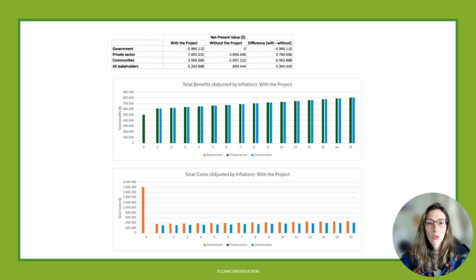Finally, we have two graphs. The first graph shows the benefits adjusted for inflation for each stakeholder, while the second graph illustrates the cost by stakeholder. Generally, people find visual representations like this helpful in understanding the results, so I recommend presenting similar things in your report.